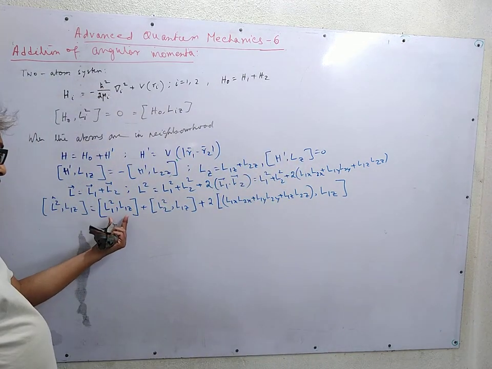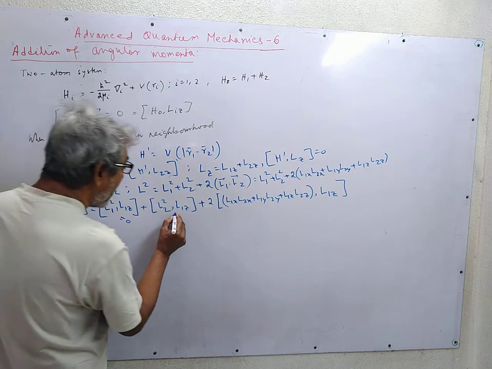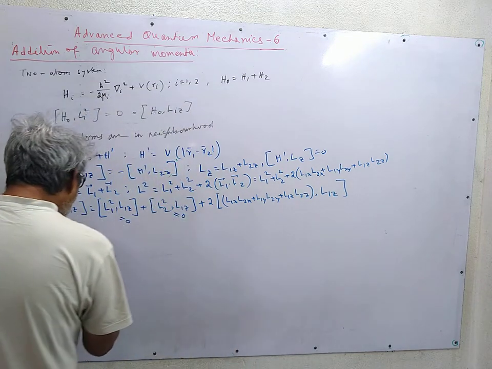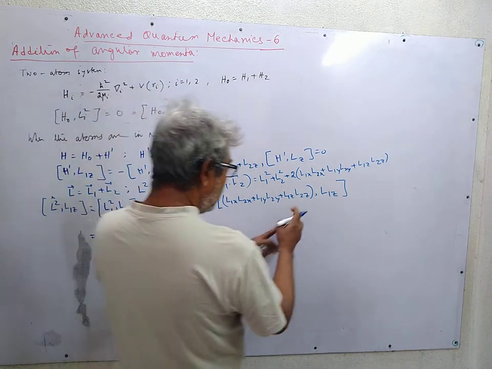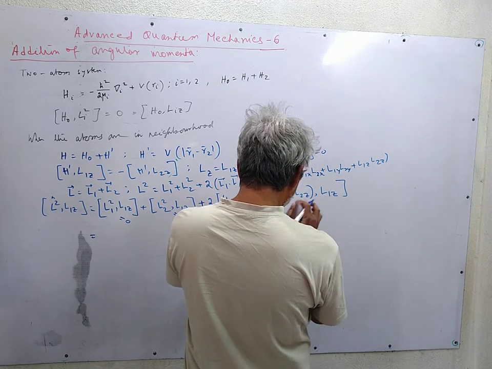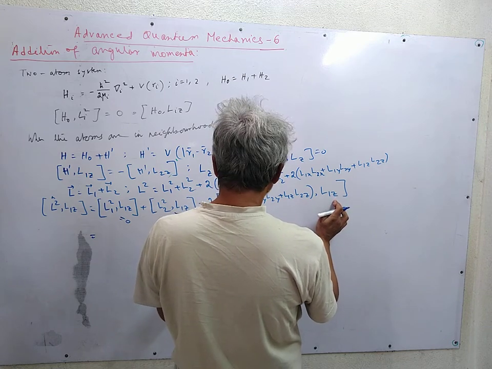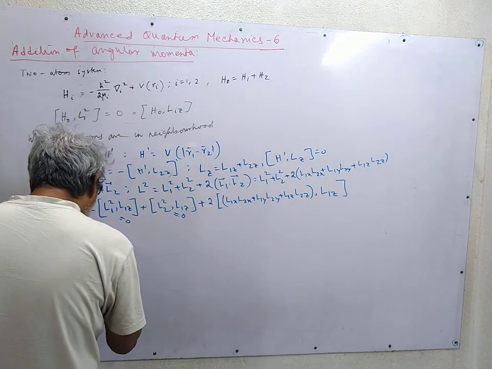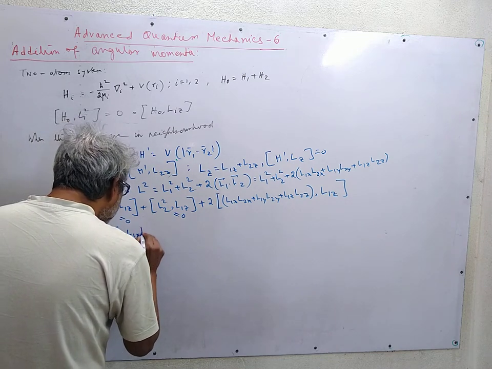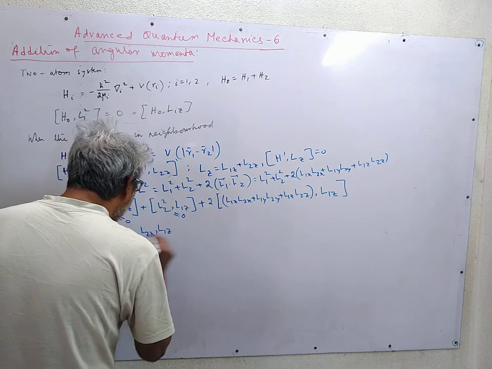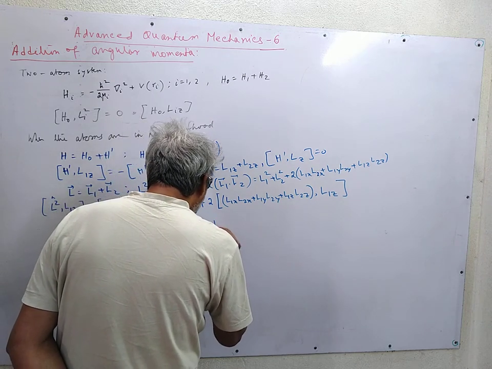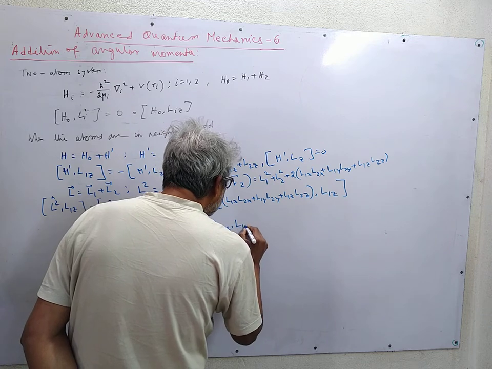Now L1 square commutes with L1z, so this is 0, and L2 square and L1z are not related, so they are 0. So we have to consider basically this term, of which the z part commutes, so we did not require to consider this commutator, and we require to consider these two commutator relations. These are twice the commutator of L1x L2x with L1z, and the second commutator is L1y L2y with L1z.